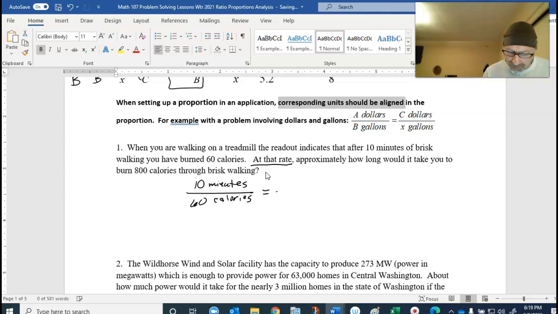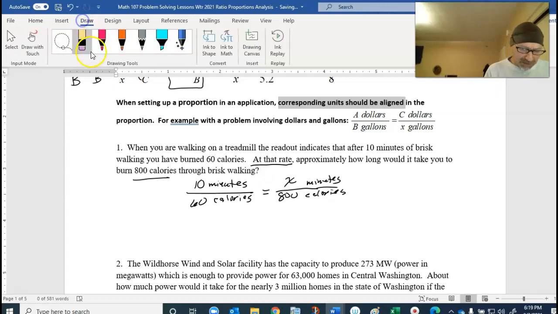So that should be a proportion. And so you should have minutes in the numerator, as here, and calories in the denominator. And notice we want to burn 800 calories, so the 800 goes with the calories. And the minutes are what's unknown, and so we will cross multiply and then divide.